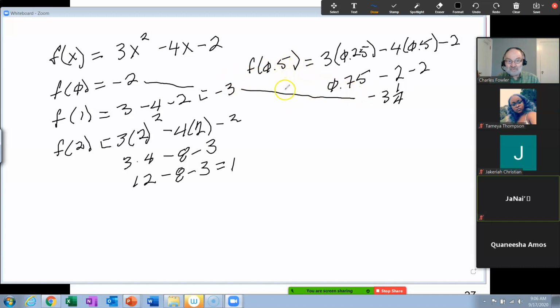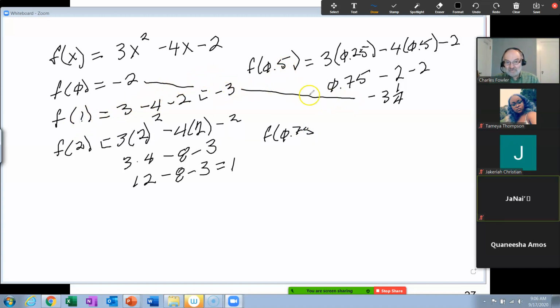So let's pick something between 0.5 and 1. How about 0.75? f of 0.75. We're trying to get something in between this one and that one.